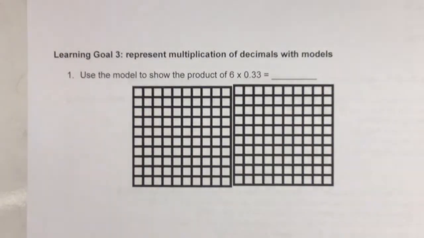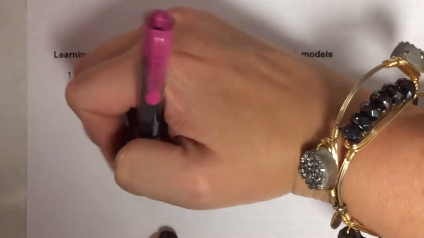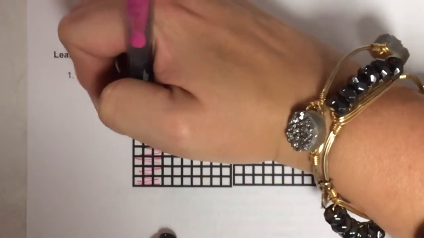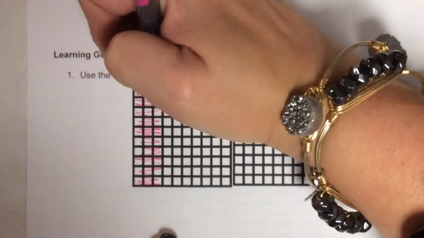Okay, in this section of the videos, we're going to look at all of our concepts dealing with decimals. So these are the models that we introduced. We're introducing a whole number times a decimal. And what you're really wanting to see are 6 different sets of 33 hundredths. So you would shade in one set of 33.